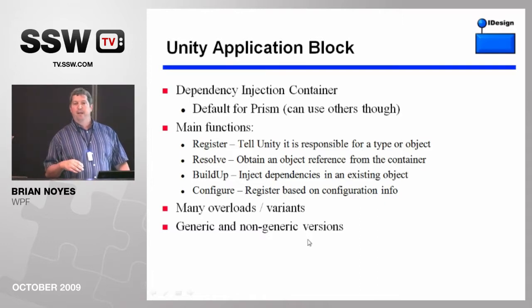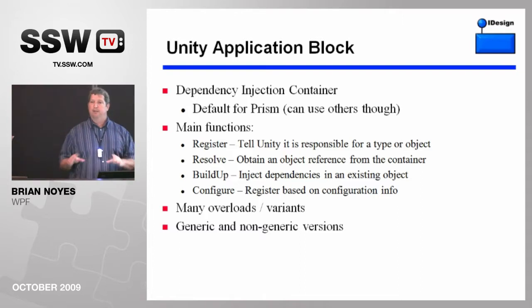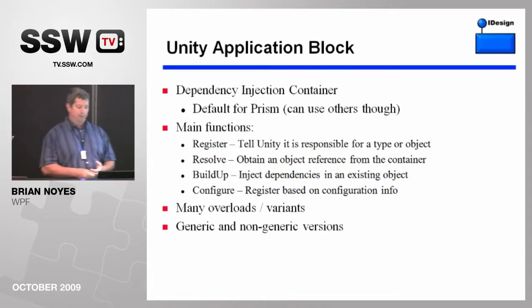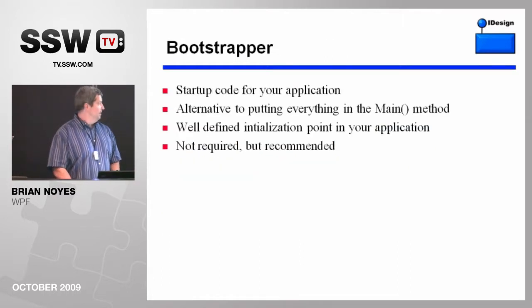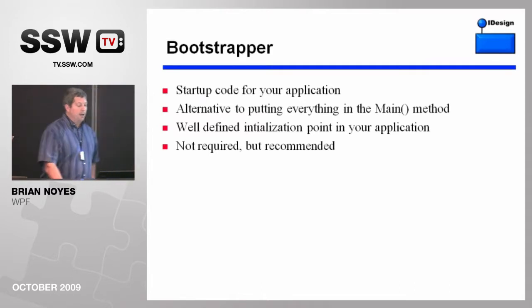Go out to your config file and say, for ILogger, it's log4net, for this, it's this. And you just declaratively do your mappings out in your config file. So that's a very quick elevator pitch on how to do DI and construction with Unity.